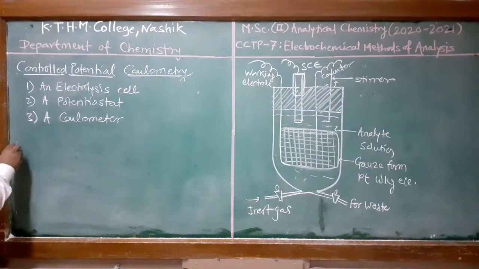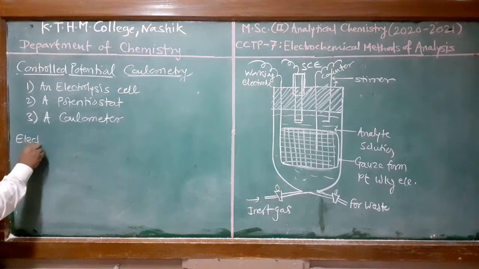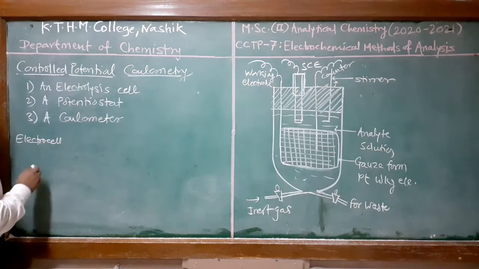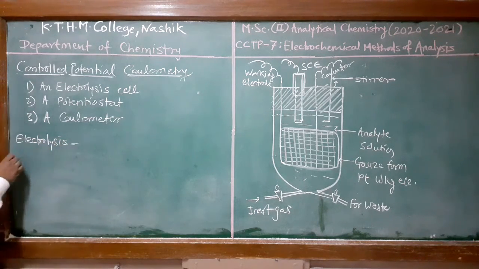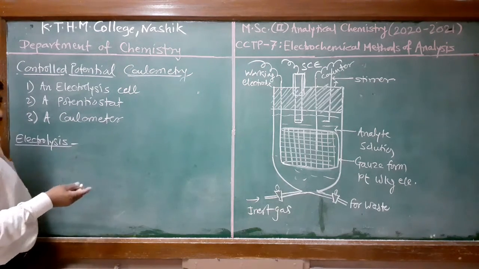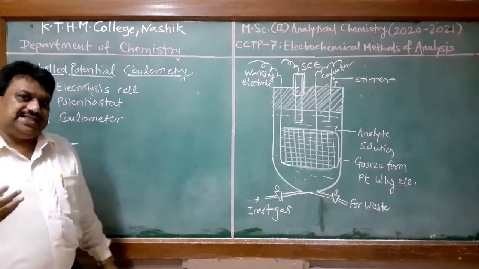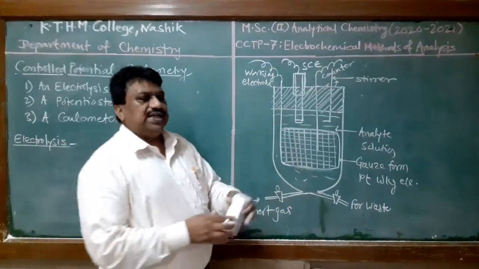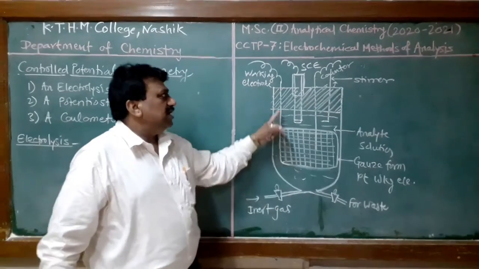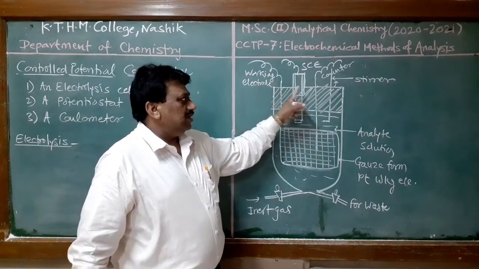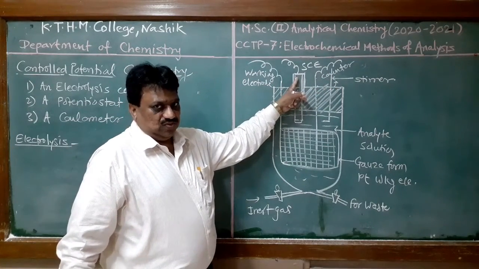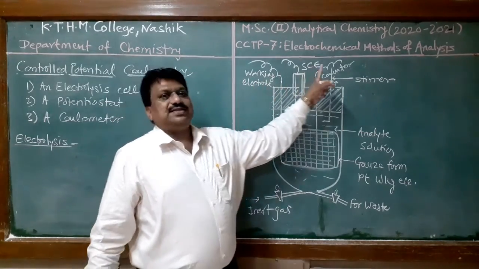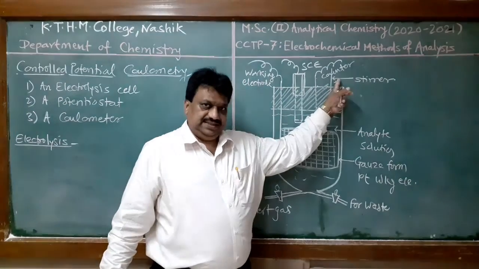Here we discuss, number one, the electrolysis cell. The electrolysis cell is similar to the cell used in electrogravimetric analysis. Here sometimes a 2 electrode or 3 electrode cell is employed. Here a 3 electrode cell is employed for the electrolysis process. One electrode is the working electrode, the second is the counter electrode, and the third is a reference electrode. Here the working electrode as well as the counter electrode carry the electrolysis current.